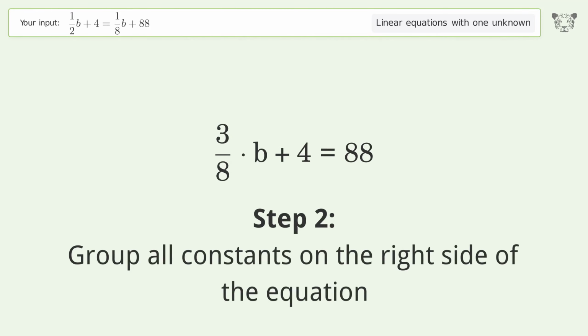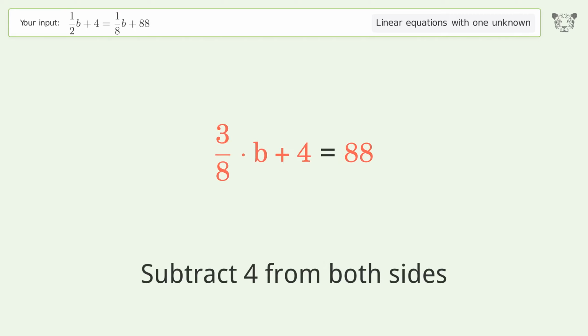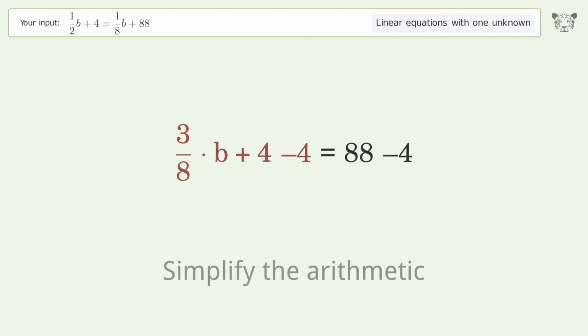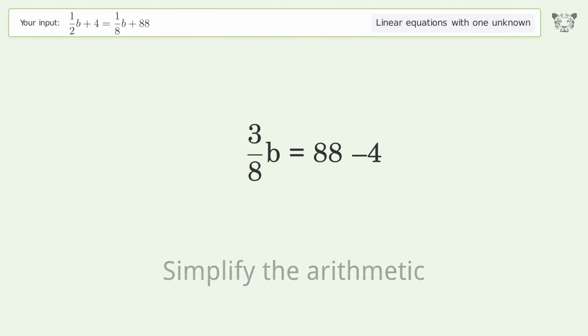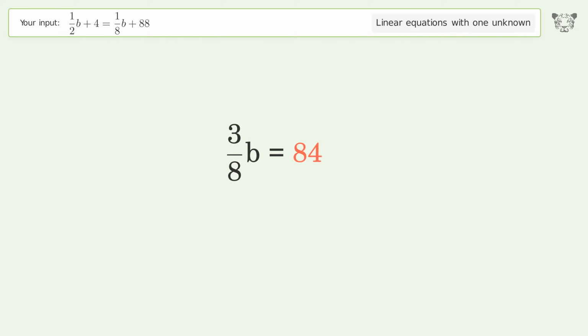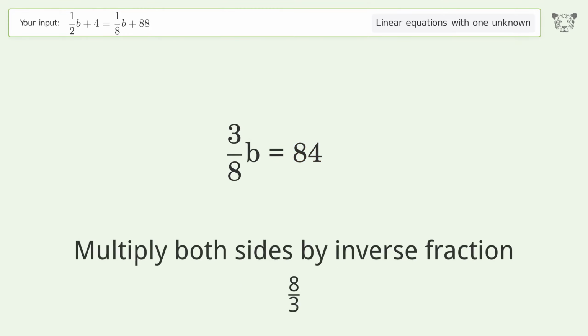Group all constants on the right side of the equation. Subtract 4 from both sides. Simplify the arithmetic. Isolate the b. Multiply both sides by inverse fraction 8 over 3.